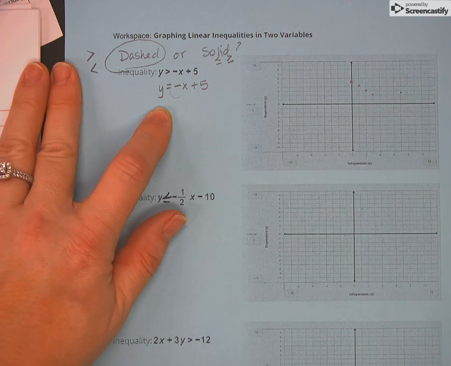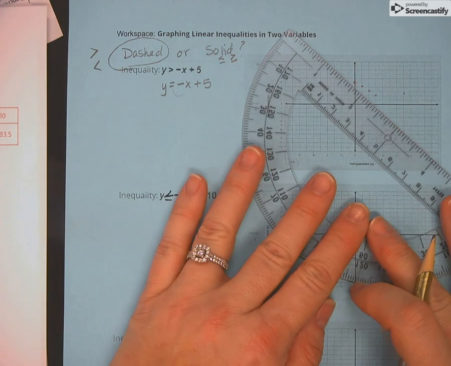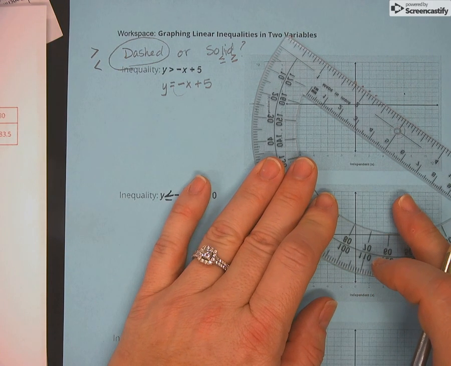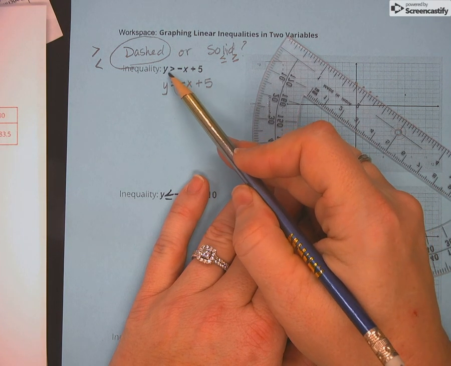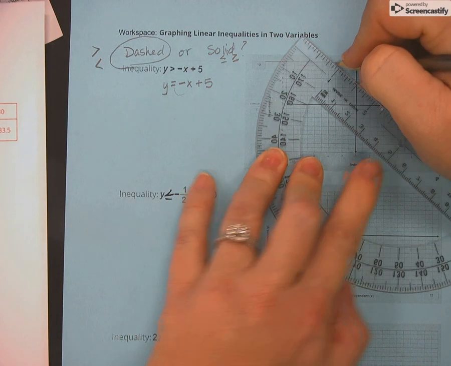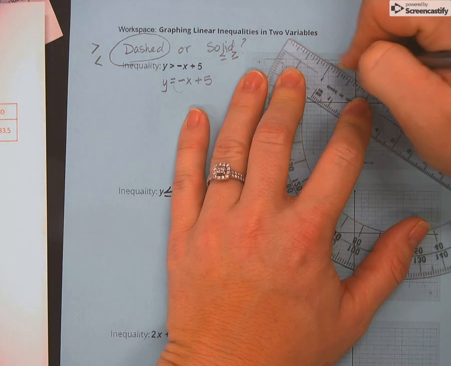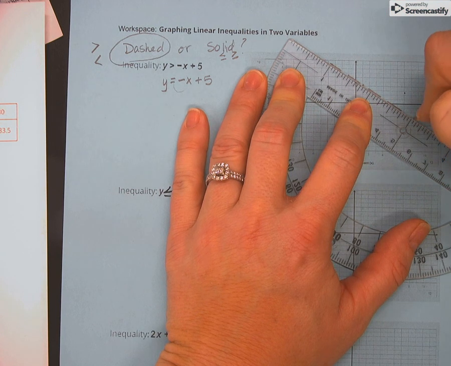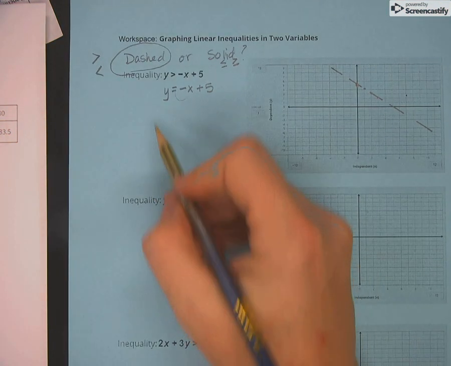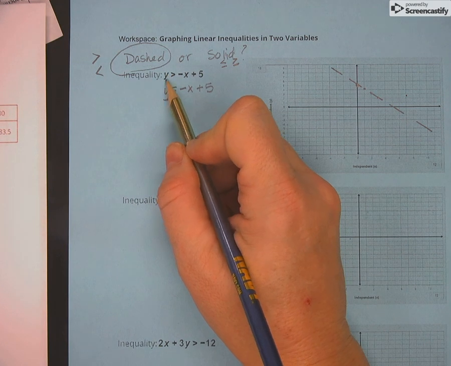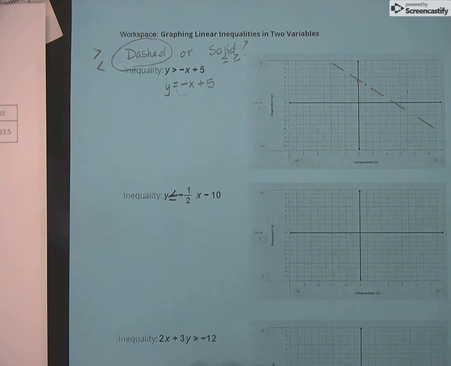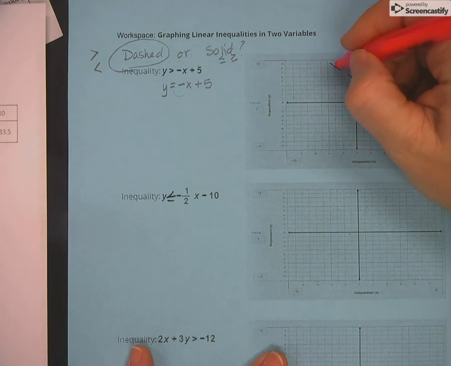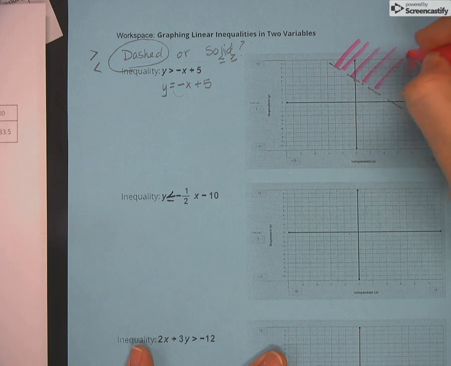And once I get a few of those points, I take a straight edge and I connect the points, but I keep in mind that since the symbol is greater than and it's not greater than or equal to, I'm going to connect these in a dashed pattern. And now since the original problem says y has to be greater than this line, greater than means above, so that means we're going to shade everything above the line. And that's the graph you would be looking for.